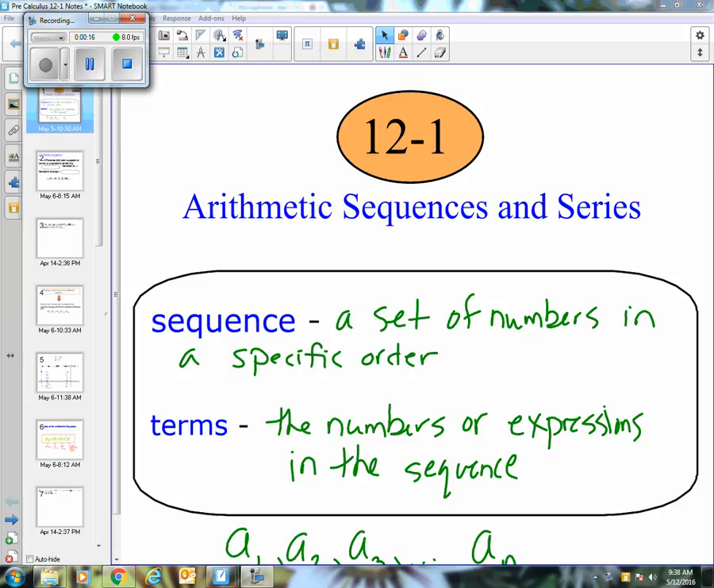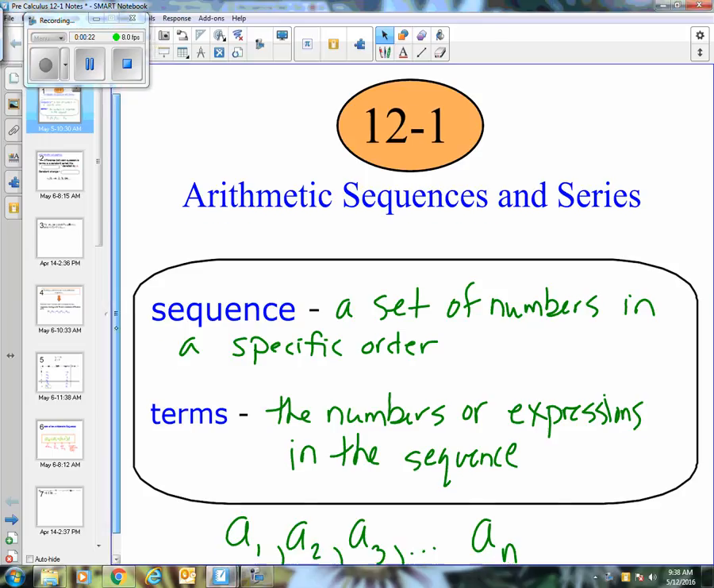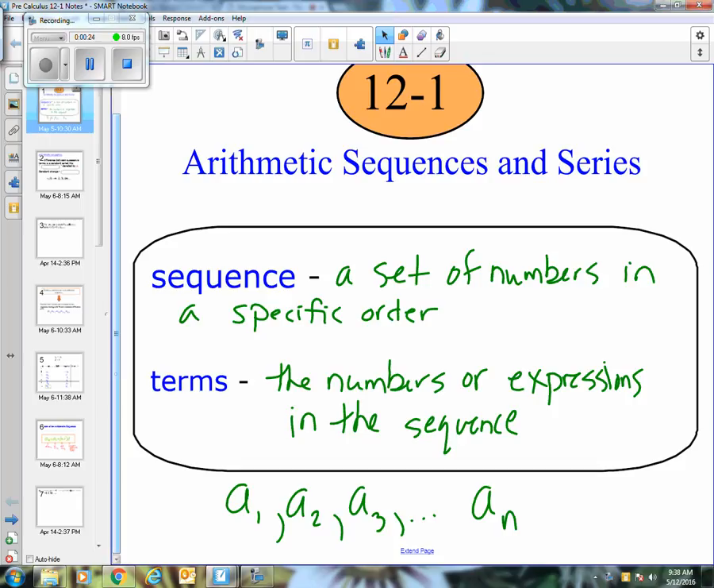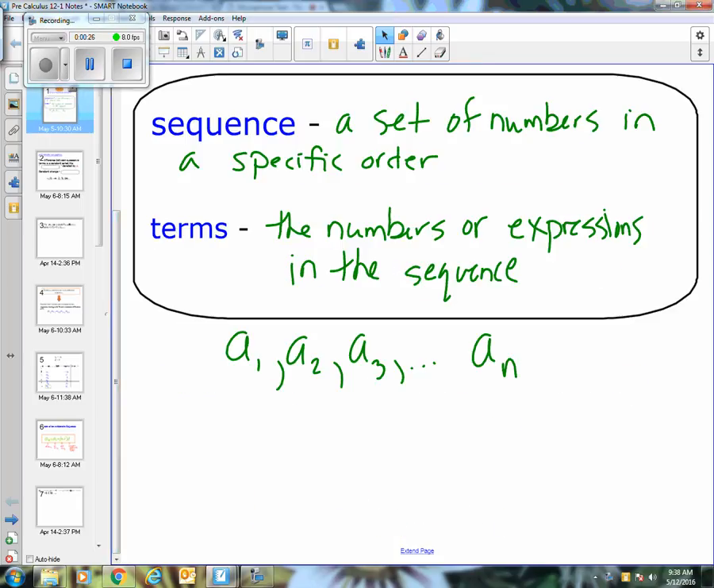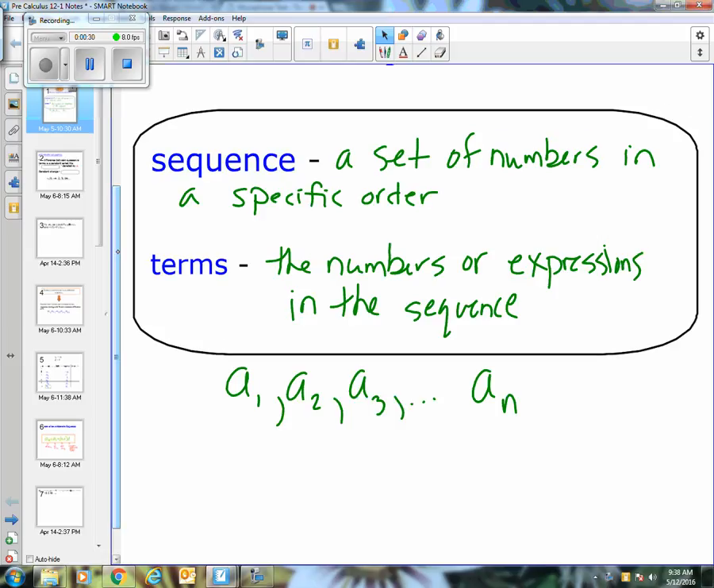So first of all, a sequence is just a set of numbers in a specific order. So it's like a list of numbers. Down at the bottom of the screen, I have an example of a sequence, the way that we'd write it out in general. So we use these variables A to stand for the numbers in that list, and the little subscripts tell you which number in the list you are. So A with the little subscript 1 means term number 1, and then A2 is term number 2, term 3, and so on. And then A_n, the nth term, is what we would call that.